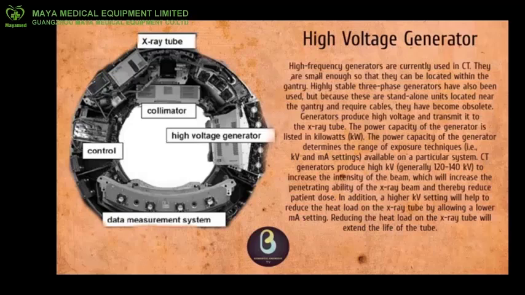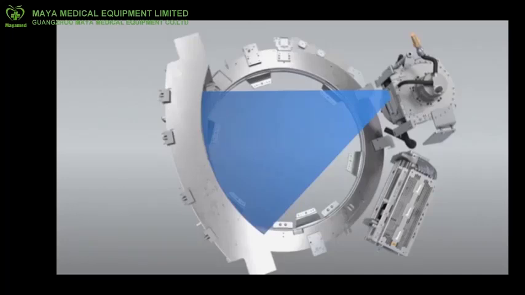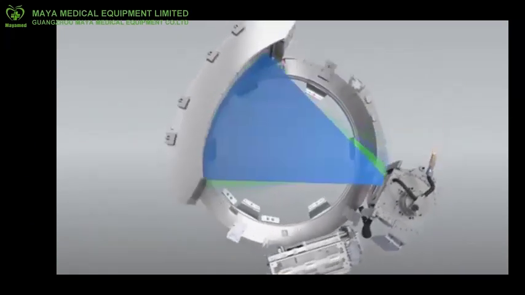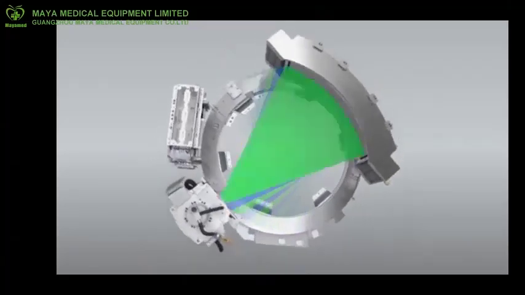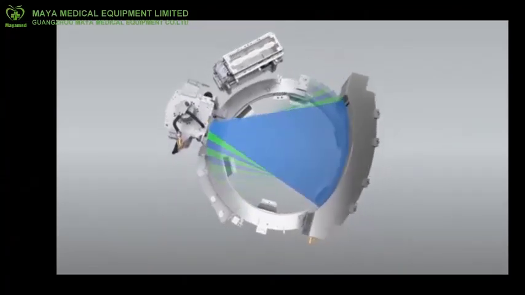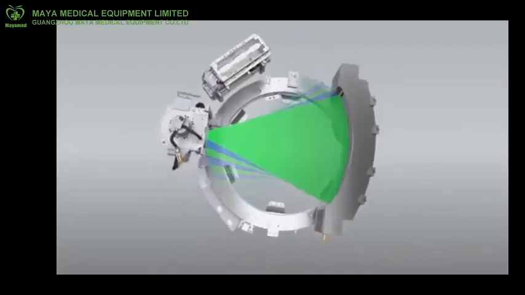The power capacity of the generator is listed in kilowatts. The power capacity of the generator determines the range of exposure techniques, like kilovolts and mA settings, available on a particular system. CT generators produce high kilovolts, generally 120 to 140 kilovolts, to increase the intensity of the beam and thereby reduce patient dose. In addition, a higher kilovolt setting will help to reduce the heat load on the X-ray tube by allowing a lower mA setting, and reducing the heat load on the X-ray tube will extend the life of the tube.